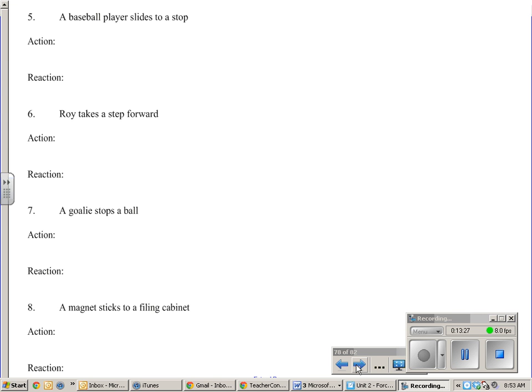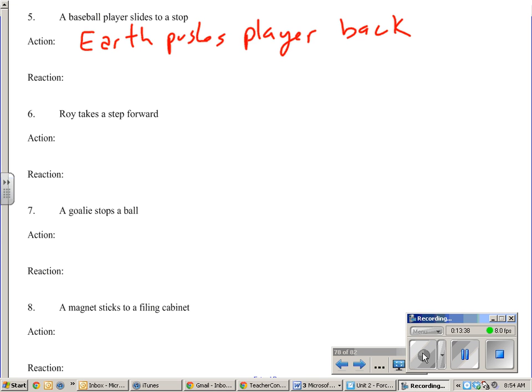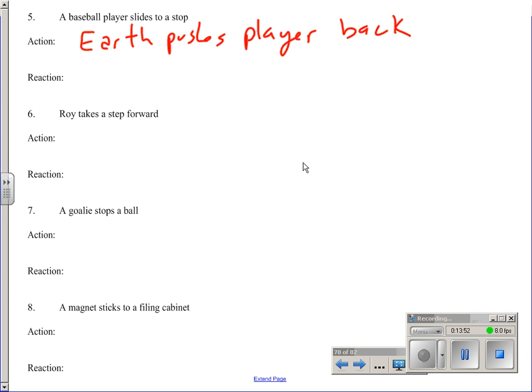All right, baseball player slides to a stop. Here we go. What are the two objects? The baseball player and, friction's not an object, it's the earth or the ground, right? So the action is the earth pushes the player backwards. The player's running forwards, presumably. When he slides, he slows down and stops because friction from the earth is pushing him backwards, preventing him from moving forwards. If a drawing helps, it's this.